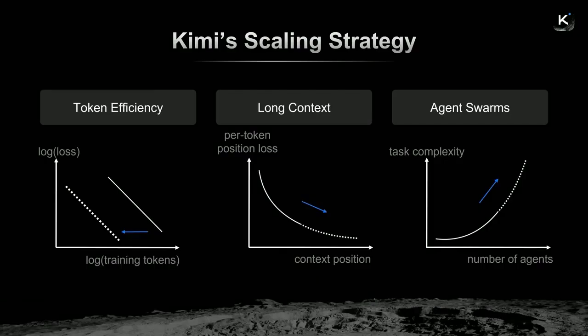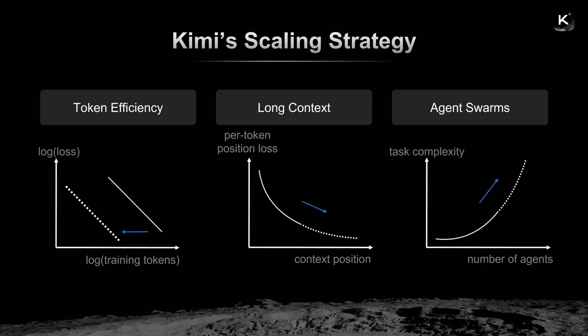The second scaling dimension that we're very interested in is to scale the context length. As you can see in the second figure, if we increase the context length, then we can have a much higher accuracy in predicting the token loss at a given position. This means that we can increase the capability of the model to achieve more complex tasks by increasing the context length. So this is the second scaling dimension.